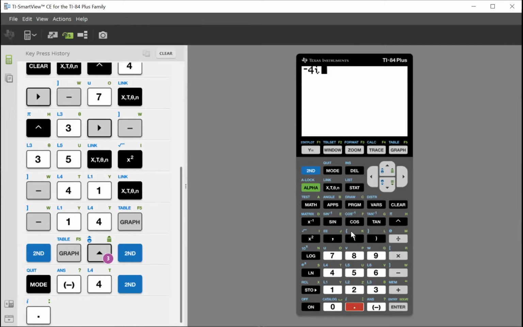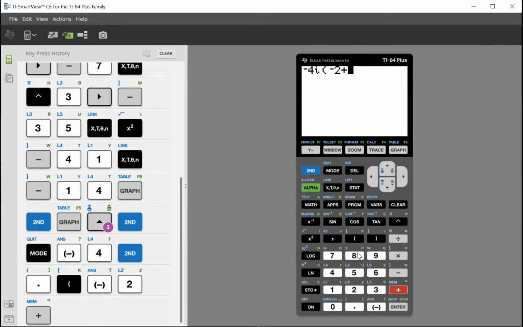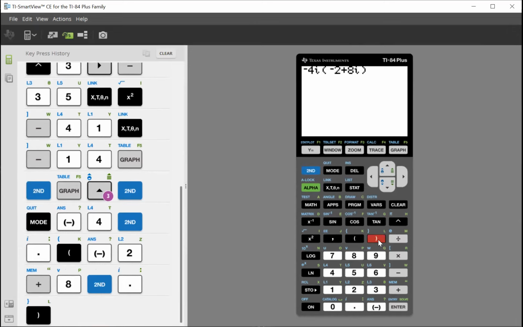And then I have parentheses, negative 2 plus 8. And then to get the i, I'm going to hit second dot again, the decimal, and close parentheses. Now, when you don't have variables and all you have is numbers like this, you can knock them out on the calculator. And look what we get: 32 plus 8i, just like we had on our problem.